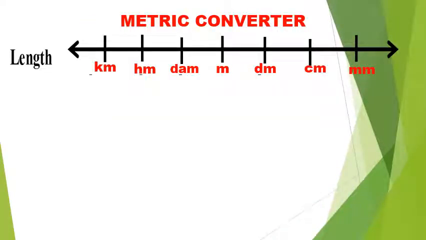Now, this is an example of a metric converter for length. We have km for kilometer, hm for hectometer, dam for decameter, m for meter, dm for decimeter, cm for centimeter, and mm for millimeter.